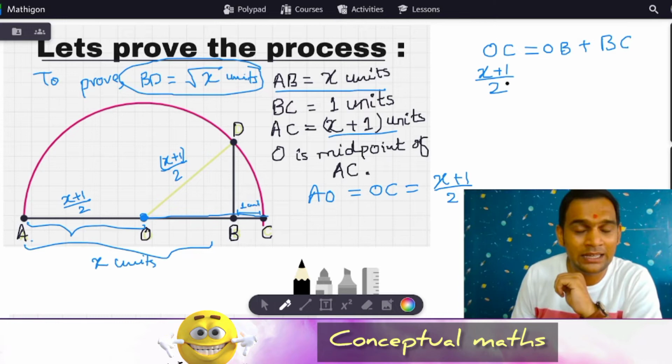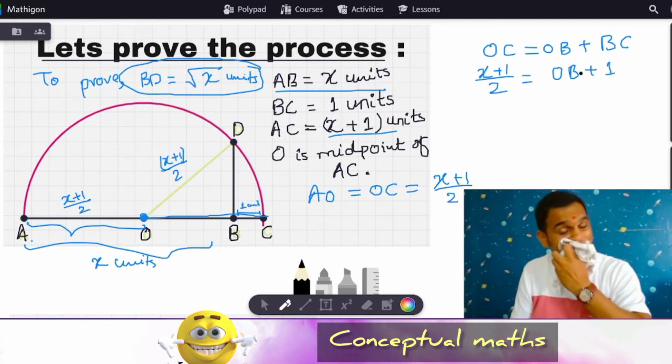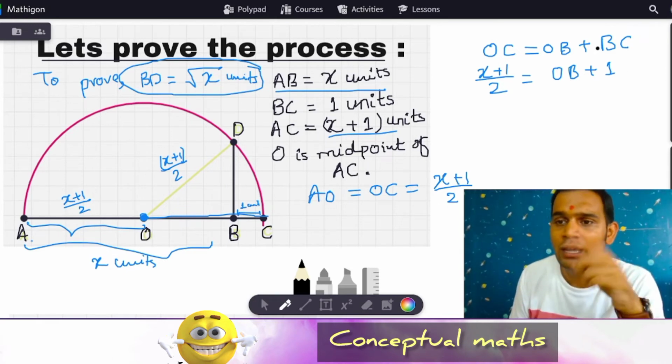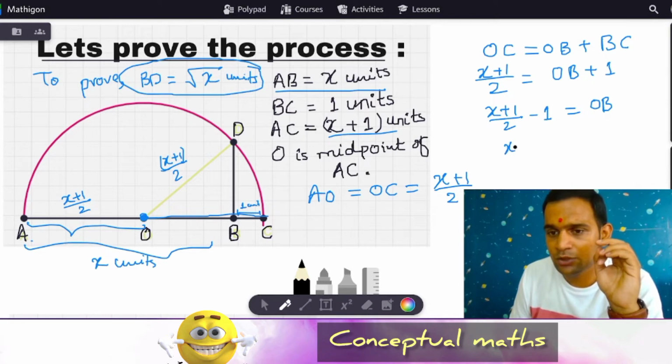And OB we have to try to calculate. We already know the value of BC is 1, because that is the step we have followed. Now if we have to find OB, we'll take this 1 to this side. So this becomes (x plus 1) by 2 minus 1 equals OB.